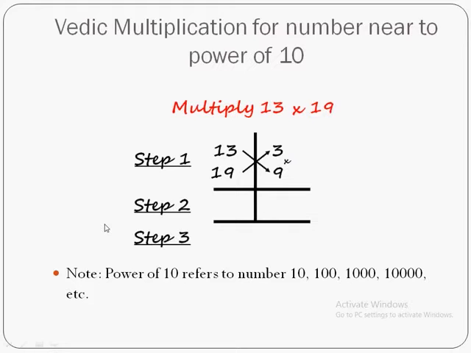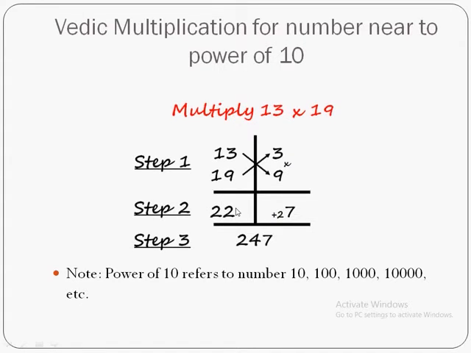Here what we did is multiplying 13 with 19. Now 13 is greater by 3 than 10, and 19 is greater by 9. First we will add them crosswise: 19 plus 3 is 22, and 13 plus 9 is 22. So I write 22 here. And 9 into 3 is 27, so I will write 7 and carry the 2 to the next number. If 2 is added to this 22, it will make 247. Let us see, the output is alright. So you can see how easy the calculations are.